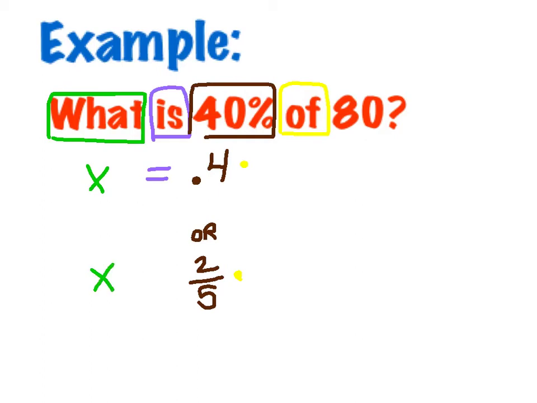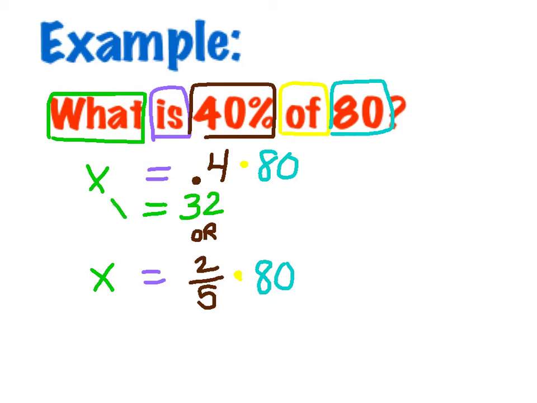Okay, and I'm going to copy this down below so I can show you using a decimal or using a fraction. And then it's of 80. So then I take the 80 and I put it here. Well, if I multiply this, first one, 0.4 times 80 will give me 32. So x will equal 32, which is what I solved for on the last slide.